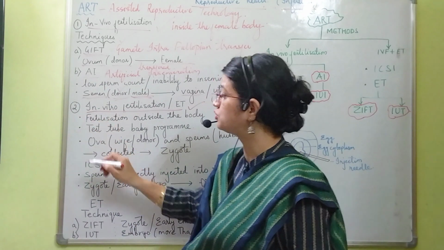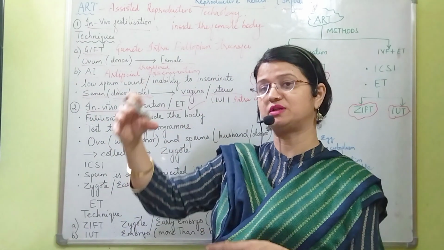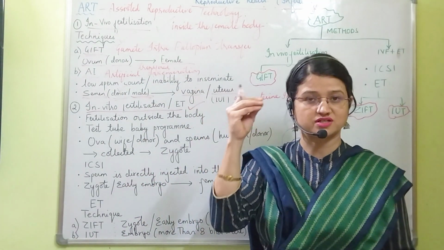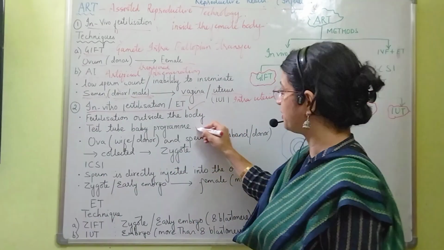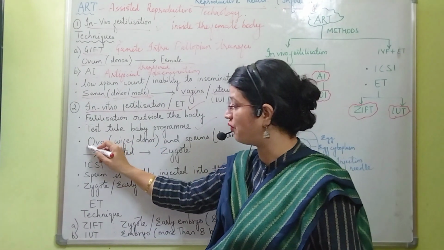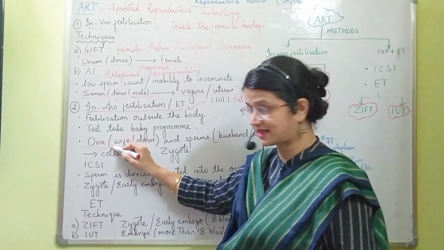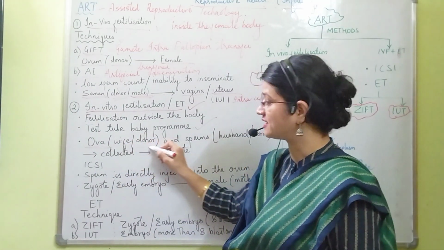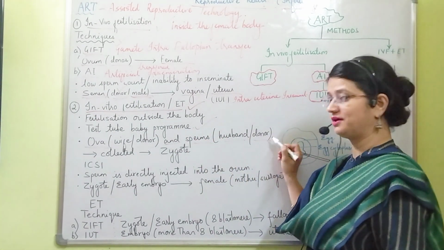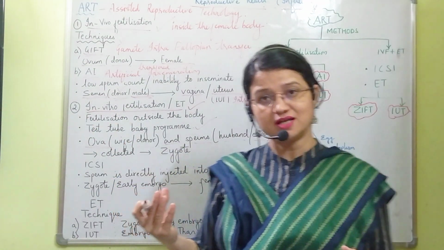So fertilization is taking place outside the female body. This technique is also commonly known as the test tube baby program, but it doesn't mean that we will develop the baby in the test tube. Clear? It means that we are doing fertilization in the laboratory outside the female body, and that program is known as the test tube baby program. Here the ova is collected, either of the wife or of a donor, and the sperm of either the husband or a donor is collected. Our main purpose is to collect the ovum and the sperm.